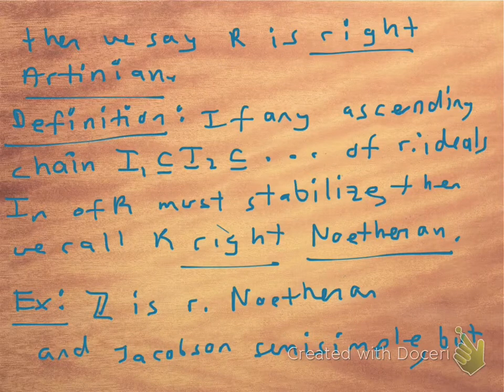What is the difference between them? Well, Z as a module over itself is right Noetherian, obviously, and Jacobson semisimple, but it is neither Artinian nor semisimple in the sense of the Wedderburn.